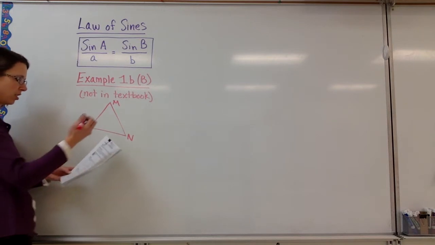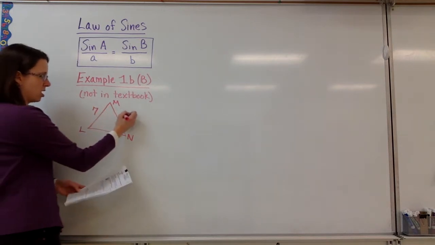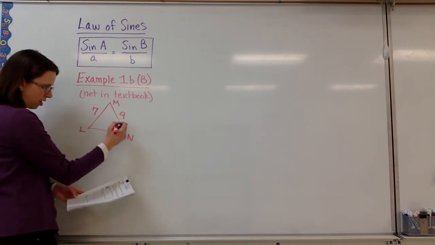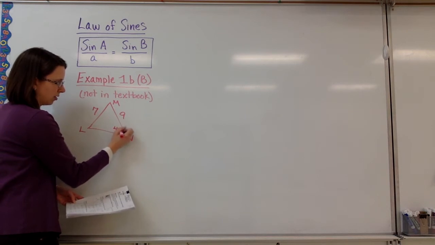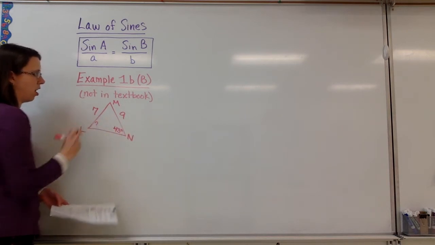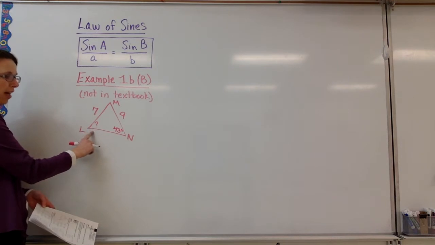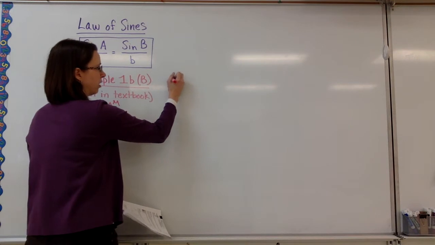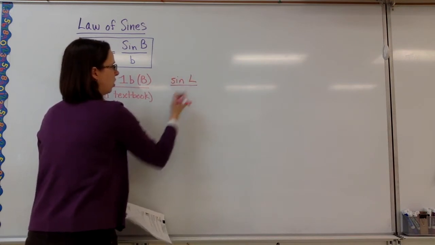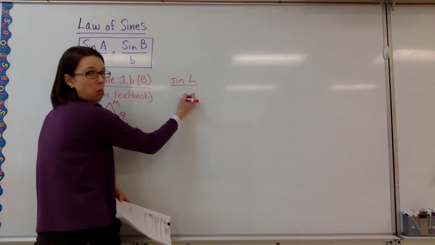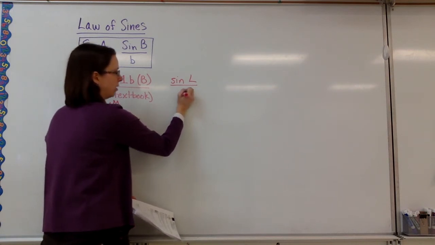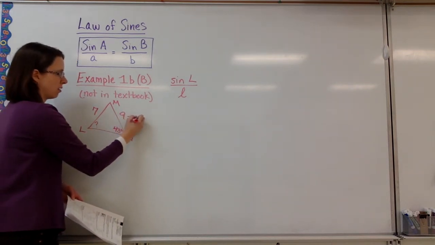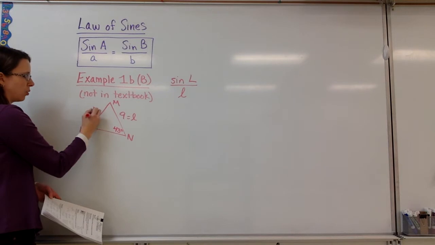The measurements that we have are as follows. This side is 7. This side is 9, and one of the other angles that we know is down here, angle N is 43 degrees, and L is our unknown. So clearly we're using angle L and angle N, so those are the letters we're going to modify in our formula. Our formula then looks like this: sine of L over little l, and rather than just writing a one-looking letter there, I'm going to write a little script L so you can tell the difference. Script L is going to be 9, and little n is going to be 7.